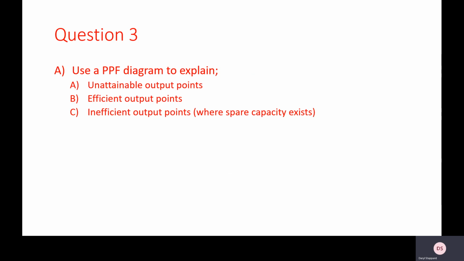Right, okay, just a bit of a pause now, please. Can you please write down these questions and jot down the answers? So if you can write these down, please. So A, use a PPF diagram to explain unattainable output points, efficient output points, and inefficient output points, please. If you can hit pause, jot down your answers, and then click play, please.